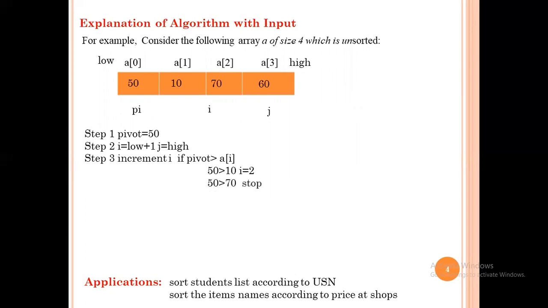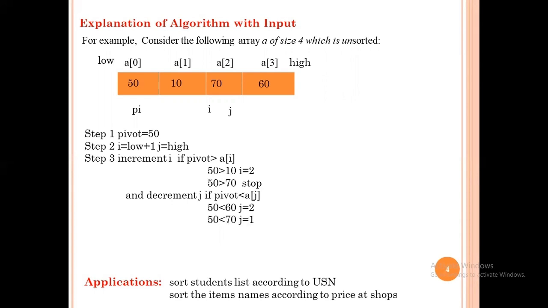Next, once again compare pivot with A[i]. 50 greater than A[2], which is 70, is false. So stop the increment process. Then decrement j if pivot is less than A[j]. Here pivot is 50, A[3] contains 60, therefore 50 is less than 60. The condition is true, therefore decrement j. Now j is pointing to 2.